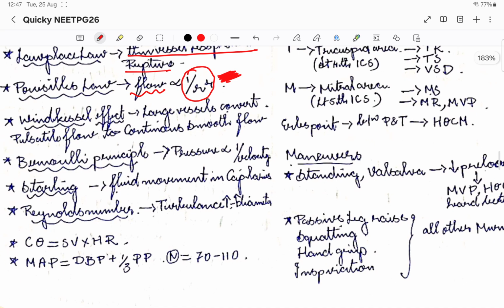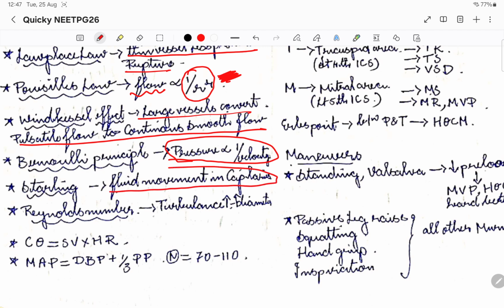Then coming to the Windkessel effect, the large vessel converts the pulsatile flow into a continuous smooth flow, okay? So this is the Windkessel effect. Whereas Bernoulli's principle, pressure is inversely proportional to velocity, okay? Then the Starling forces decide the fluid movements within the capillaries, okay?